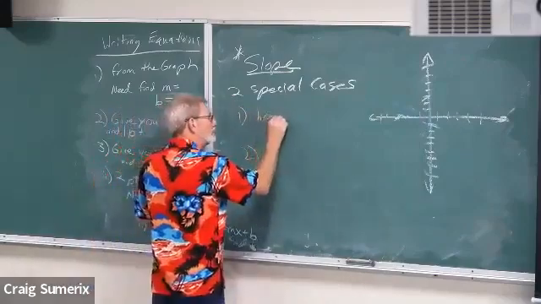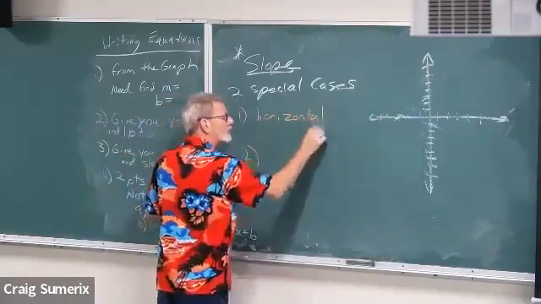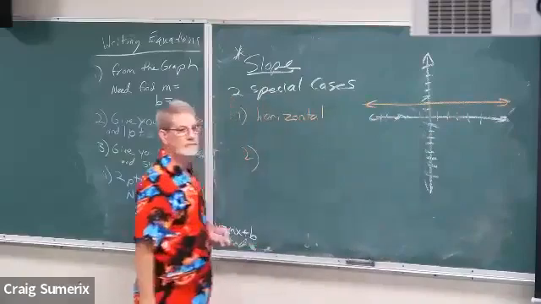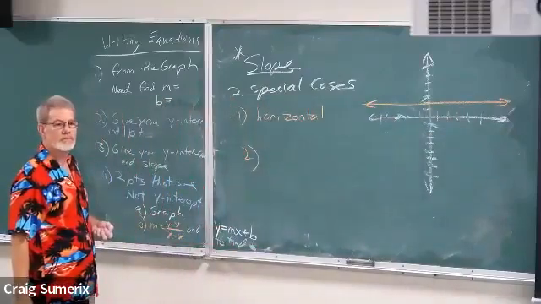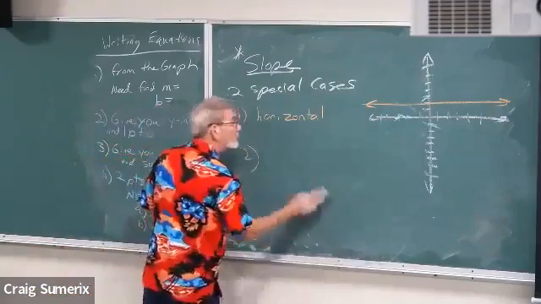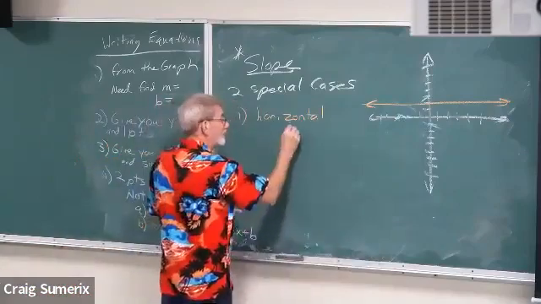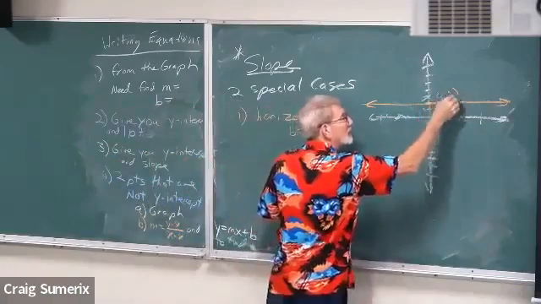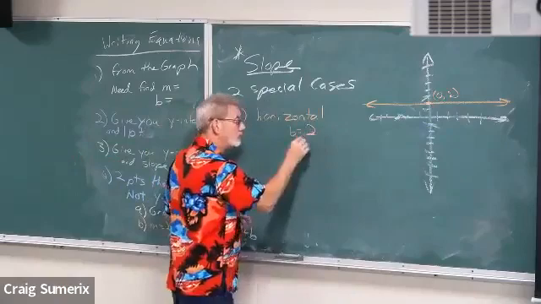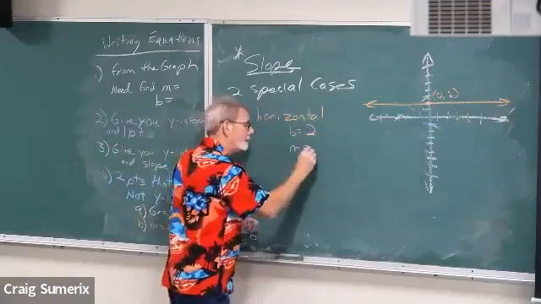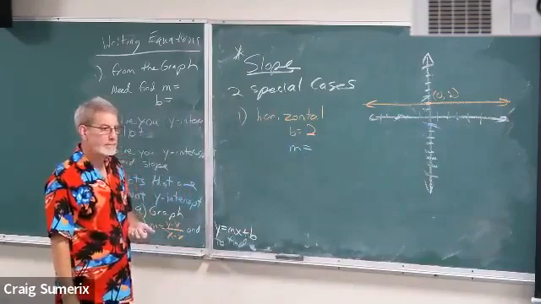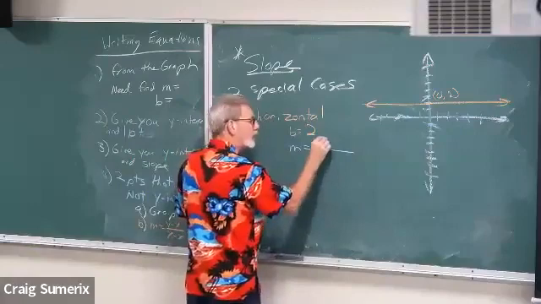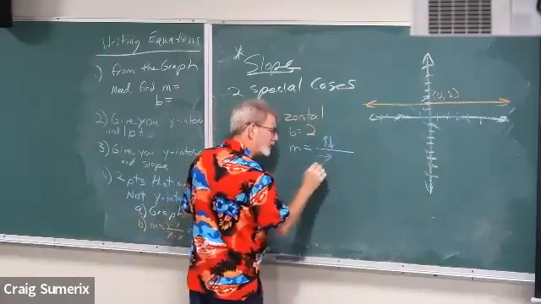What if they're horizontal? Horizontal looks like what? What's the slope here? Well, first off, B is going to be what in this case? B would be 2, wouldn't it? What's M going to be? Well, M again is how far you go up or down compared to how far you go left to right.